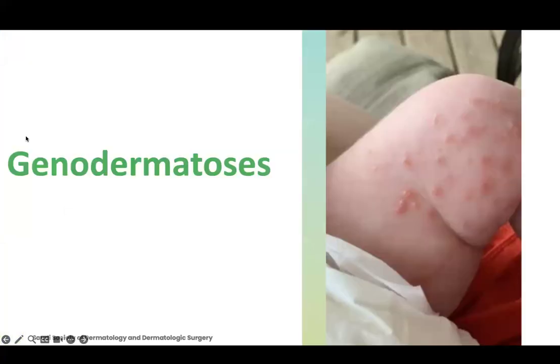So the first one is genodermatosis. One of the examples of genodermatosis, I put the picture here. It's called incontinentia pigmenti. Let's talk about it in the next slide. But keep in mind that this is a picture of a newborn with these linear blisters.